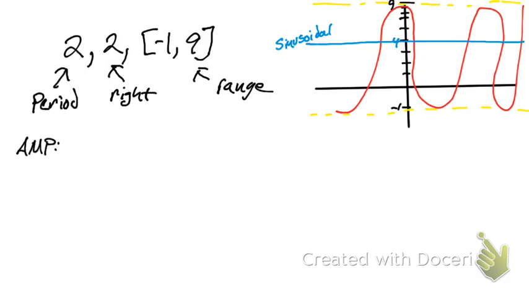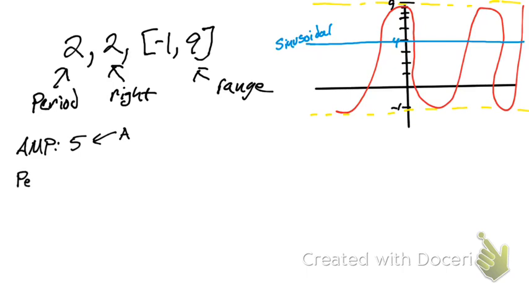Our amplitude is the distance from the sinusoidal axis to the top. It's going to be 5. In fact, that's the exact number that we came up with. It is always going to be half of the total distance. So our amplitude is 5, so that is my A value.